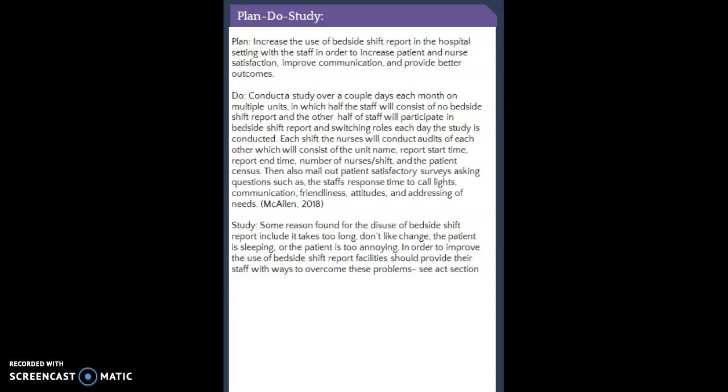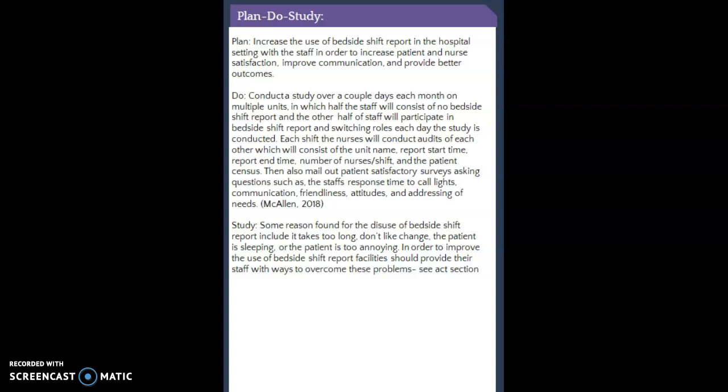Each shift, the nurses will conduct audits of each other, which will consist of the unit name, report start time, report end time, number of nurses per shift, and the patient census. They will also mail out patient satisfaction surveys asking questions such as the staff's response to call light times, their communication, friendliness, their attitudes, and how they were in addressing the patient needs.